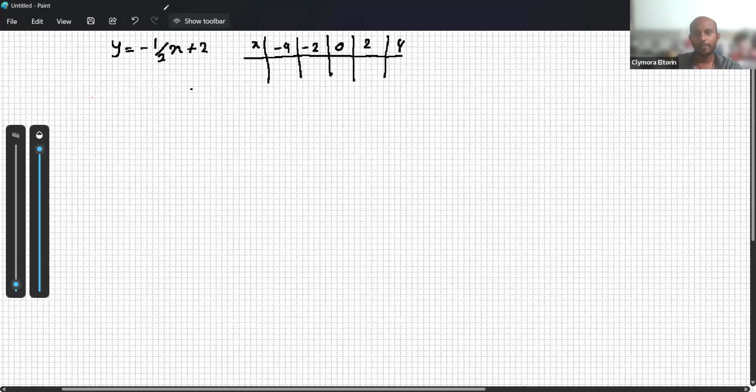Why did I take it like that? Previously, I took 1, 2, 3, 4. But here, I took multiples of 2. Why? What's the reason? Because it's half x, no? So we can simplify easily because I took it like this.